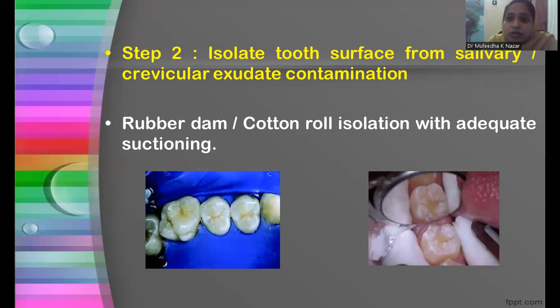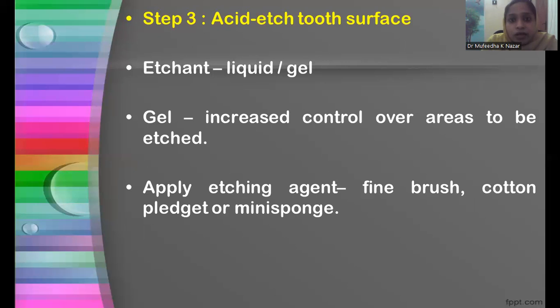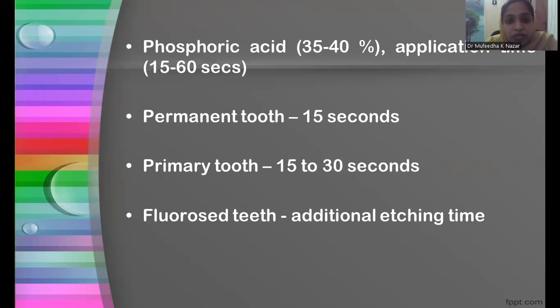The second step is to isolate the tooth from the saliva and crevicular exudate contamination. For isolation, either we can use a rubber dam or cotton roll isolation with adequate suctioning can also be used. After isolating, the tooth surface has to be etched using an etchant. The etchant can be a liquid or a gel. It is advantageous to use a gel as it has increased control over the areas to be etched. And the etching agent can be applied using fine brush, cotton pledget, or mini sponge.